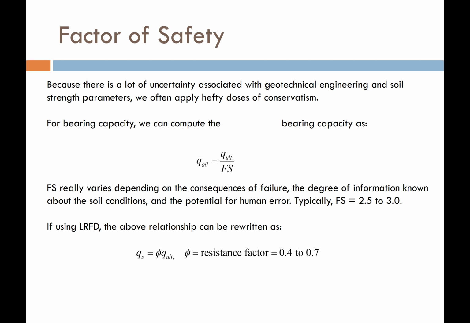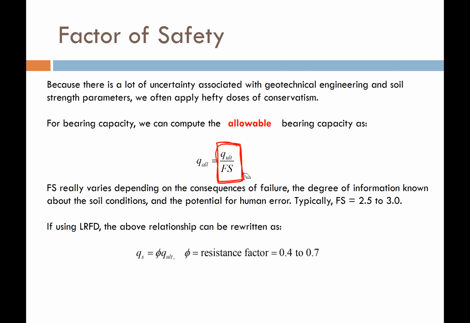So we often apply heavy doses of conservatism when we deal with bearing capacity in the form of a factor of safety. Now, when we deal with bearing capacity, we compute what is called the allowable bearing capacity. And this isn't the ultimate bearing capacity. It's what we're going to allow the engineer to actually use in design. And all it is, is the ultimate bearing capacity divided by some factor of safety.